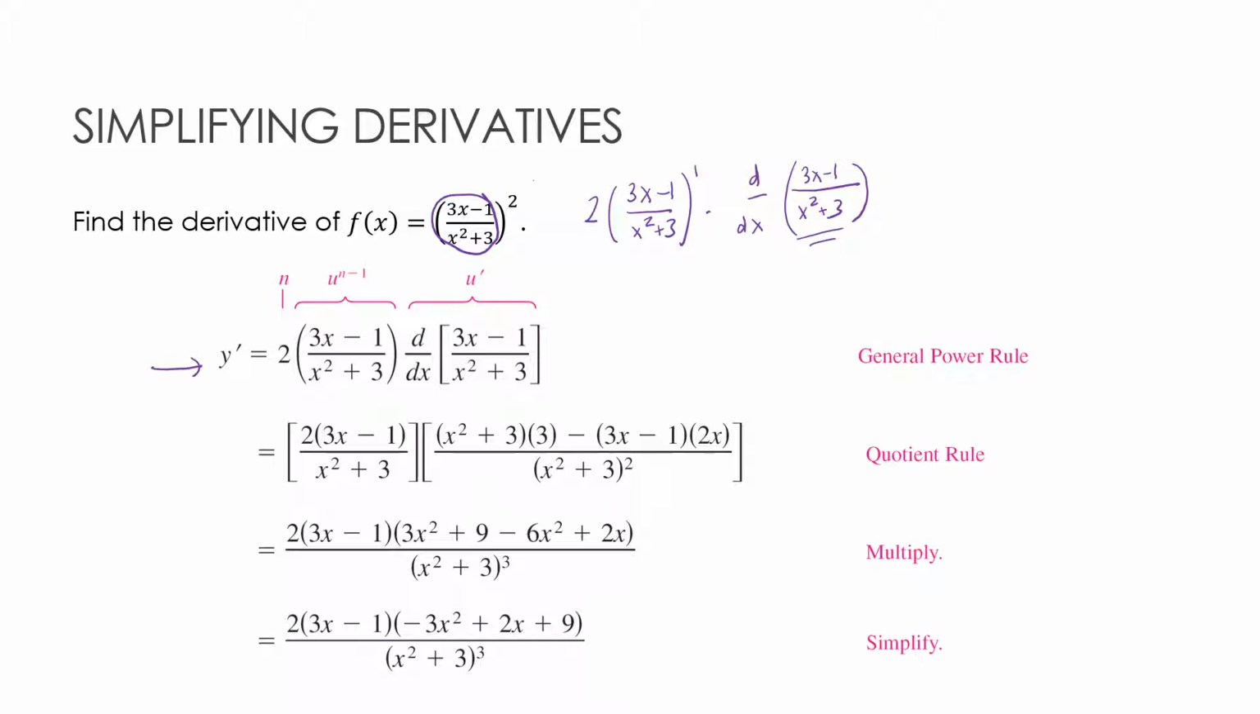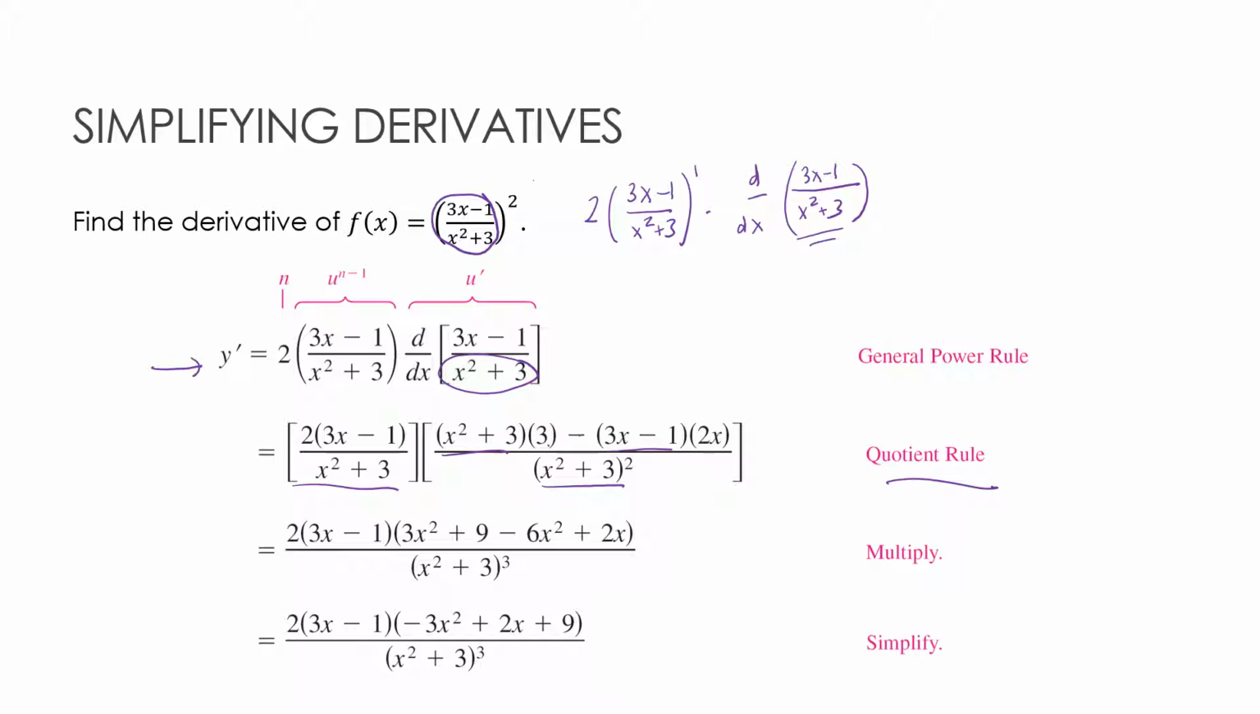The derivative of what's inside is the quotient rule. So notice this, I've really just kept the same. The quotient rule says take the bottom times the derivative of the top. The derivative of the top is 3. Minus, don't forget that one's a minus, times the top times the derivative of the bottom. The derivative of that would be 2x, and then square the denominator.